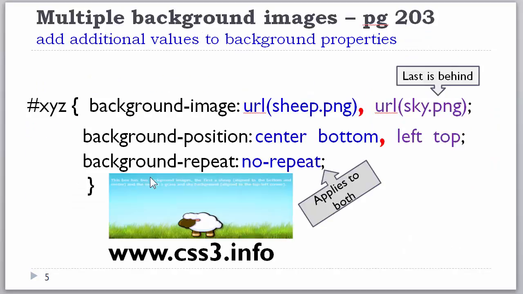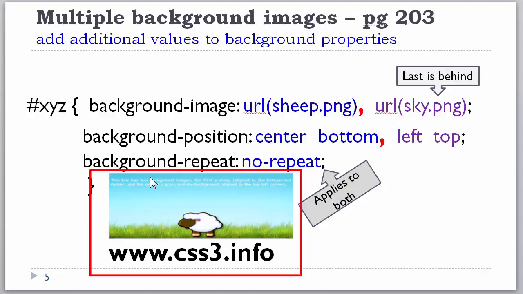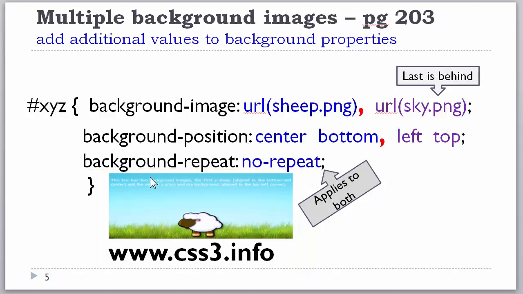Multiple background images. Another nice addition from CSS3. This allows us to add additional background properties in the same container. So if you take a look at our diagram here, we have a background, and in the middle of it we have a sheep. Underneath it there is a URL from where this example is taken, and it's also an excellent resource for some commonly used CSS3 properties.